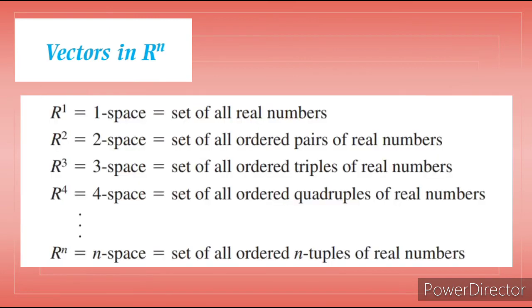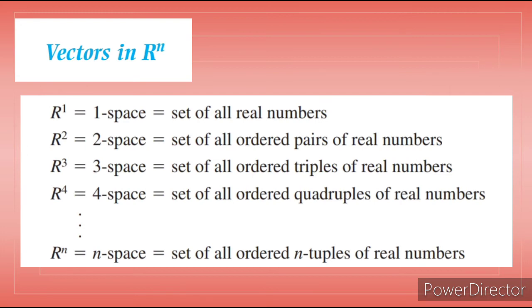R raised to 1 is equal to 1-space, which is the set of all real numbers. R raised to 2 is equal to 2-space, which is the set of all ordered pairs of real numbers. R raised to 3 is equal to 3-space, which is the set of all ordered triples of real numbers. Up to R raised to n, which is equal to n-space, the set of all ordered n-tuples of real numbers.